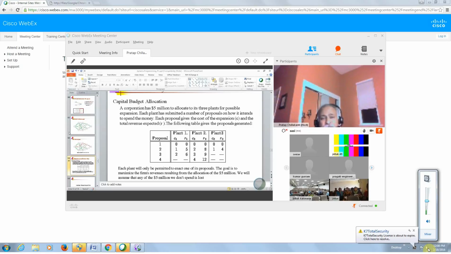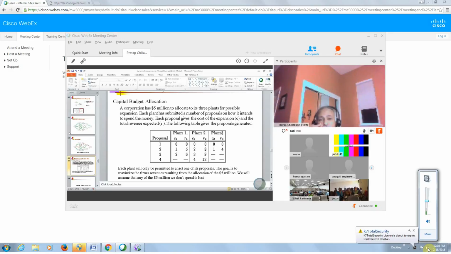So what is the problem statement here? Problem statement is you have $5 million, you have 3 plants. Okay. Imagine it's like you have a rich dad, and dad has a lot of companies, and he says, I want you to allocate, you are now a Jntuk Kakinada graduate. When I say Kakinada, I mean Jntuk.